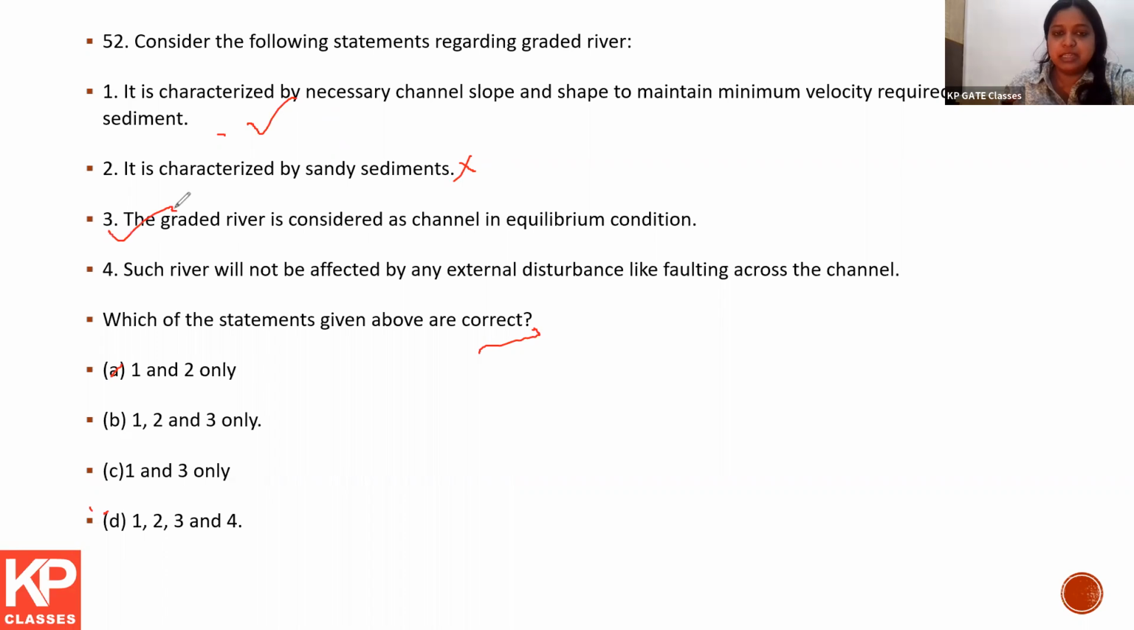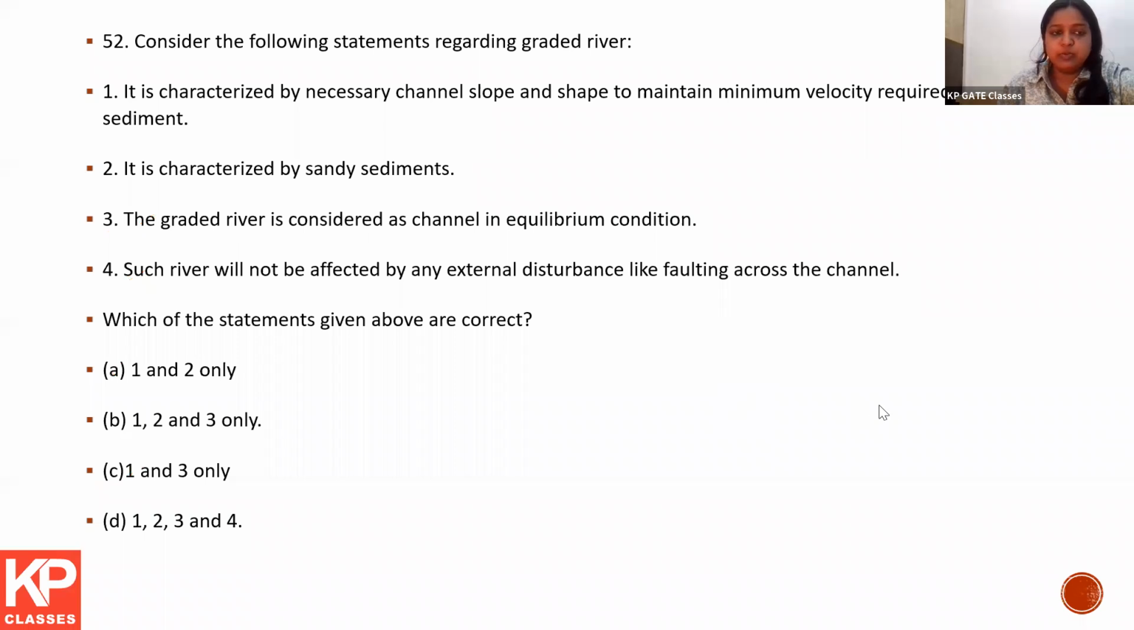Yes, they are considered as channel in equilibrium condition. Such river will not be affected by external disturbances. No, they will be affected by external disturbances like faulting across the channel. They will be affected. So the right options are 1 and 3 regarding graded river channel.